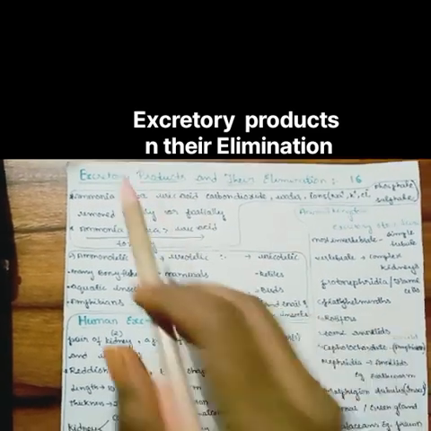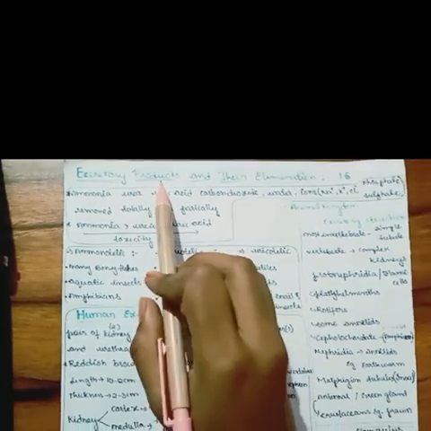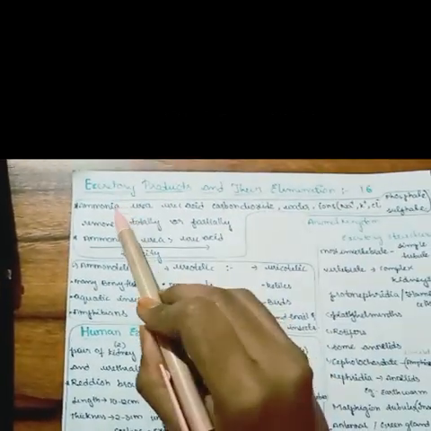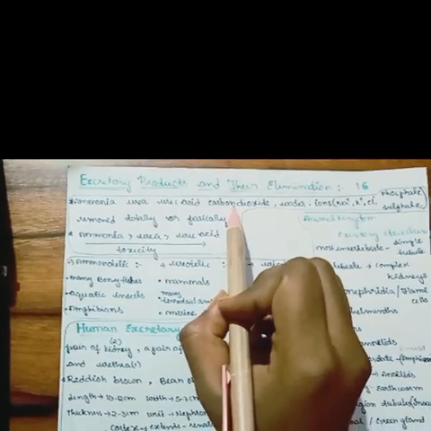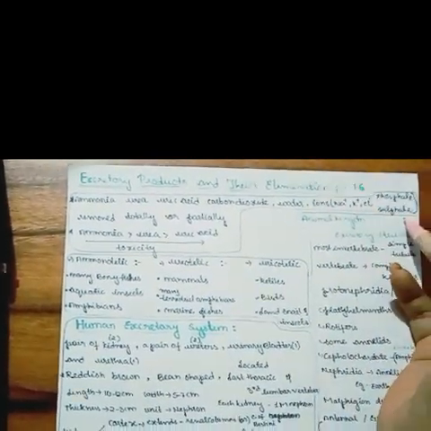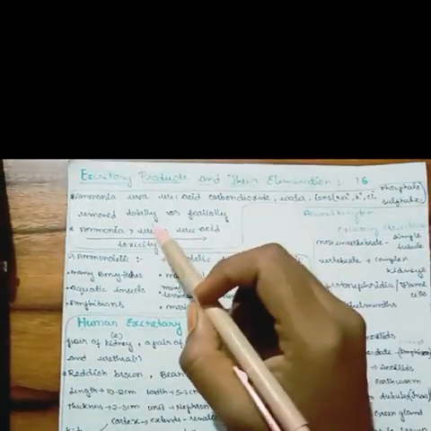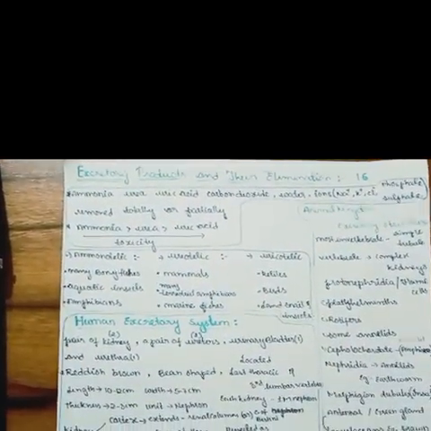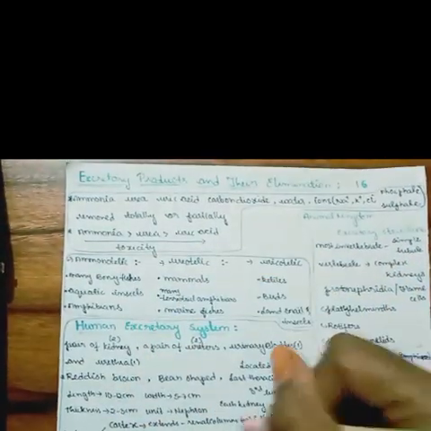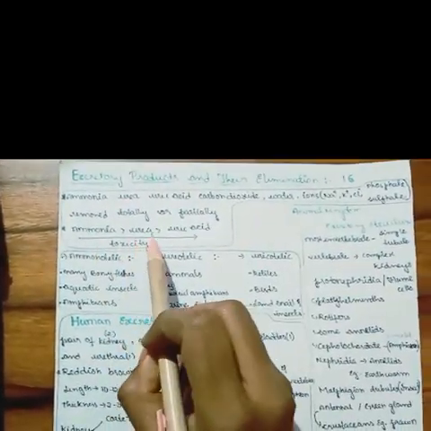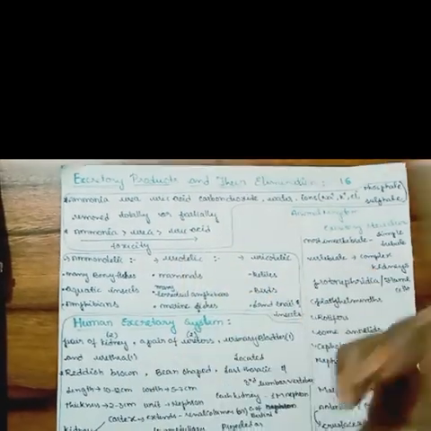Welcome back. Now in this video we are going to learn about excretory products and their elimination. So in this, ammonia, urea, uric acid, carbon dioxide, water, and ions like sodium, potassium, calcium, phosphate and sulfate need to be removed totally or partially, which are accumulated in our body by metabolic activities or by extra ingestion. When we compare the toxicity, ammonia is greater than urea, which is greater than uric acid.